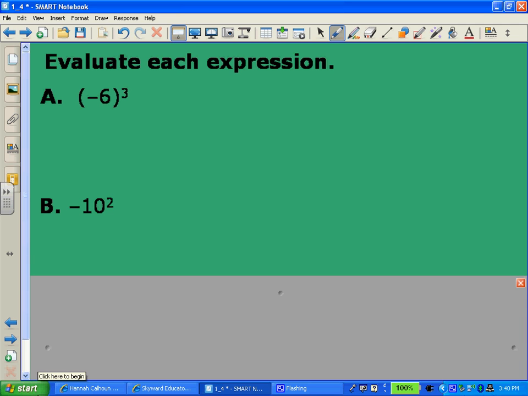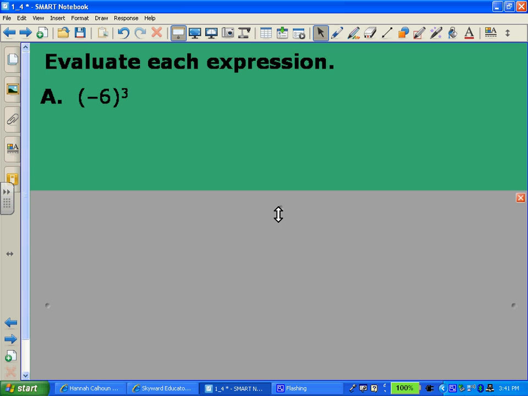So the first thing you'll be doing in today's homework is evaluating expressions. And remember, evaluate means to find the value. So here we have -6 to the 3rd. Now remember that the 3 tells us that we're going to multiply -6 times -6 times -6. A very common mistake here is people will just do -6 times 3 and they'll say this is -18. That's not true. Remember, the exponent tells you how many times to multiply the base.